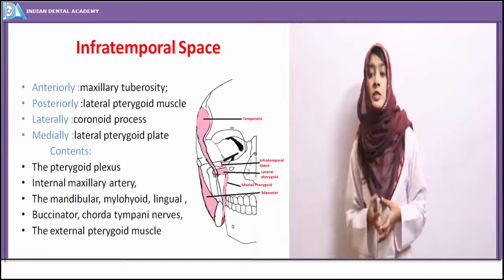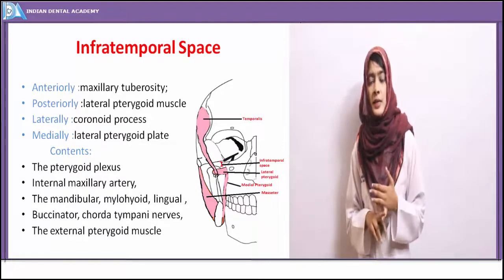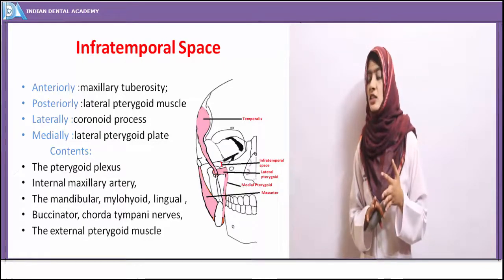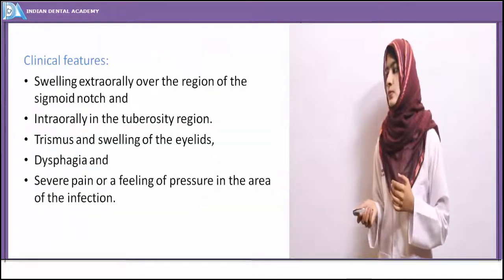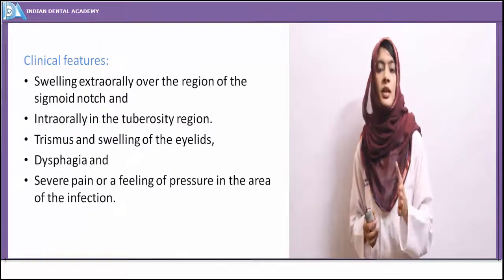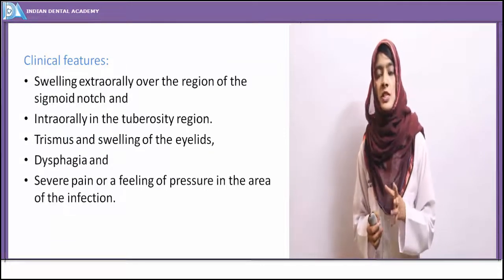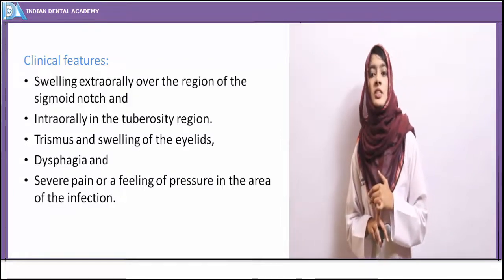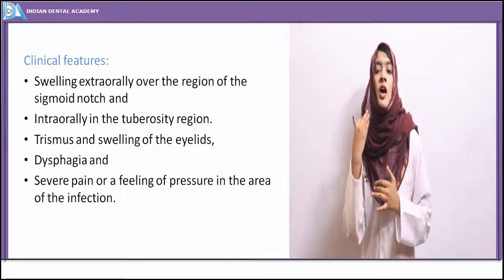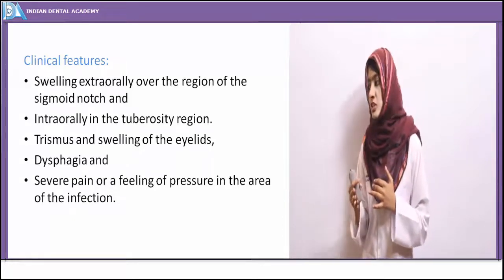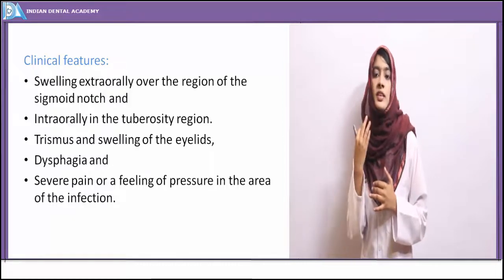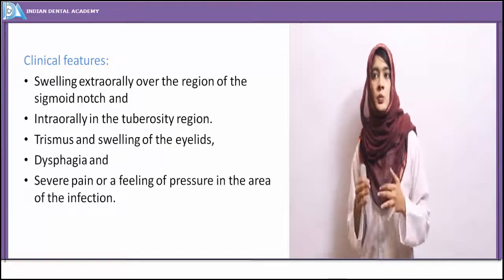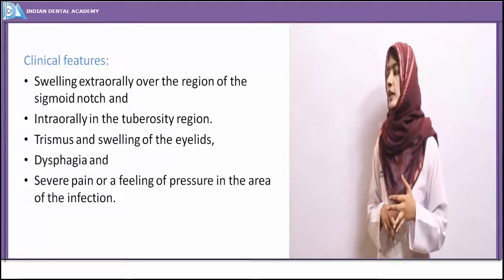The infratemporal space is a potential space as it contains the pterygoid plexus, internal maxillary artery, and nerves, that is the chorda tympani nerve, the lingual nerve, the buccal nerve, and even the external pterygoid muscle. All of these are associated with inflammation or spatial infection in the infratemporal space. There are characteristic features of inflammation, that is swelling. Extraorally it involves the sigmoid notch, and intraorally it extends up to the tuberosity region. Characteristic trismus is present, which is very severe because it involves the lateral pterygoid plate and the lateral pterygoid muscle, leading to restricted joint movement.